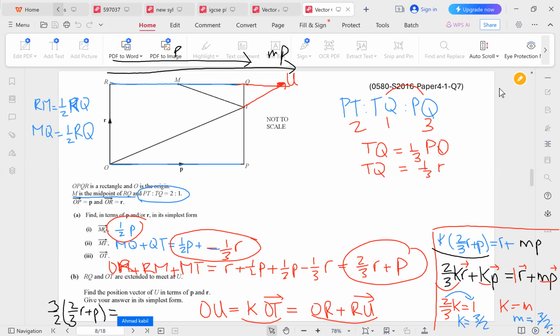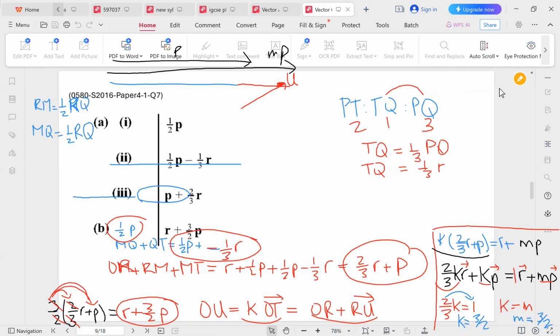If we distribute the 3 over 2, of course, 3 and 3 cancel out, 2 and 2 cancel out, so you have R. And then for the other one, you have 3 over 2 P. So this would be the correct final answer. So the first answer is half P. The second answer is half P minus 1 over 3R. The third answer is P plus 2 over 3R. And the final fourth answer is R plus 3 over 2P. It seems that we have obtained the correct answers for this question.